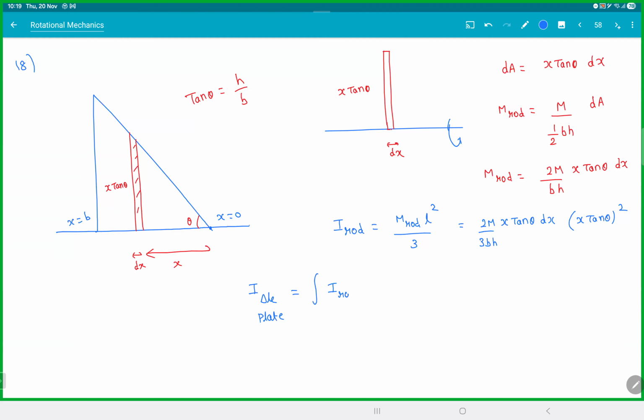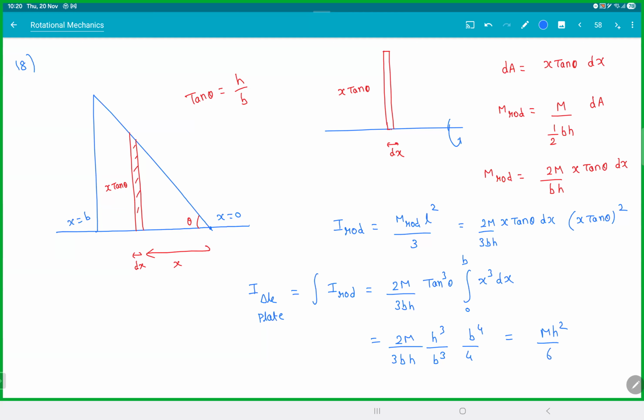Add all these rods. That looks bad, but you actually get a very decent answer. 2m by 3bh tan cube theta integral x cube dx. This will be 2m by 3bh, and tan theta is nothing but h by b, so tan cube theta is h cube by b cube, and that will be b power 4 by 4. b gets eliminated, and you end up with mh square by 6. You get a pretty good answer.